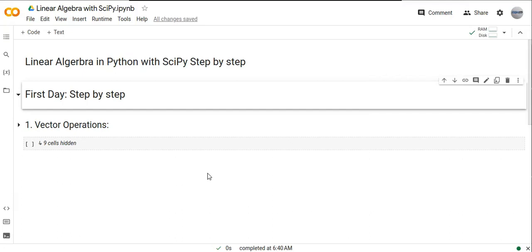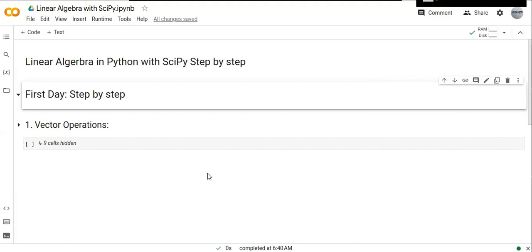Hey, welcome. This is a linear algebra in Python with SciPy step-by-step tutorial. Today is the first day of this linear algebra tutorial, and in this tutorial, I will cover how to implement vector operations with Python. Basically, vectors are one-dimensional arrays that represent quantities with magnitude and direction. So SciPy, along with NumPy, provides various functions to perform vector operations.